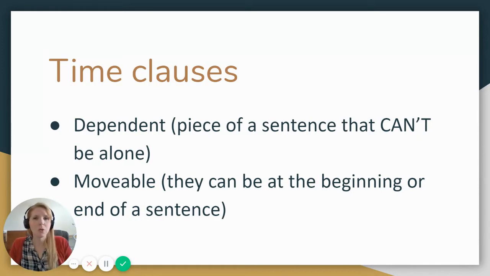Time clauses are also movable. Many times we can put them at the beginning of a sentence, or we can put them in the second part, to the middle, to the end. So, for example, I work until 6 o'clock. Until 6 o'clock is the time clause. I can move that to be the beginning. Until 6 o'clock, I work, or I am working. So they can move around.